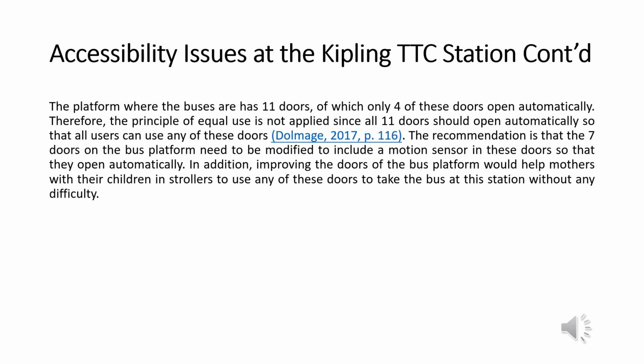Accessibility issues at the Kipling TTC station continue. The platform where the buses are has 11 doors, of which only 4 open automatically. Therefore, the principle of equal use is not applied, since all 11 doors should open automatically so that all users can use any of these doors. Dolmach 2017 P116. The recommendation is that the 7th door of the bus platform needs to be modified to include a motion sensor so that it opens automatically.